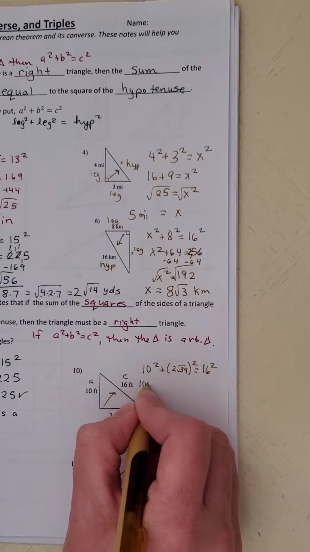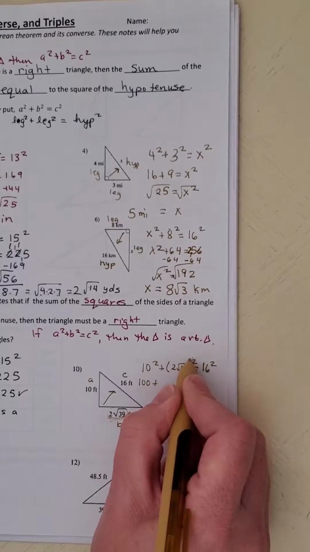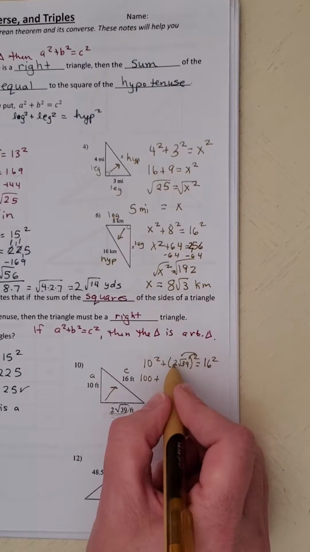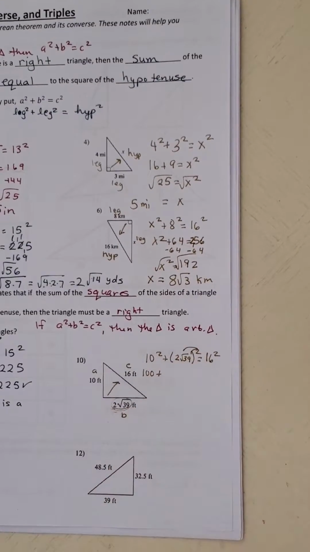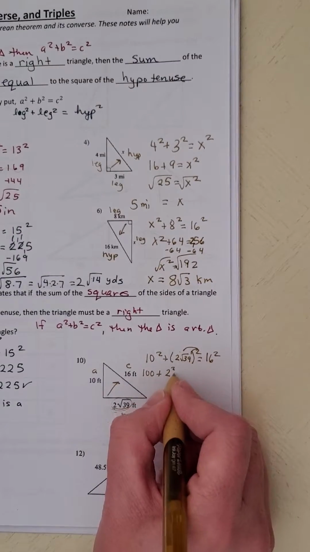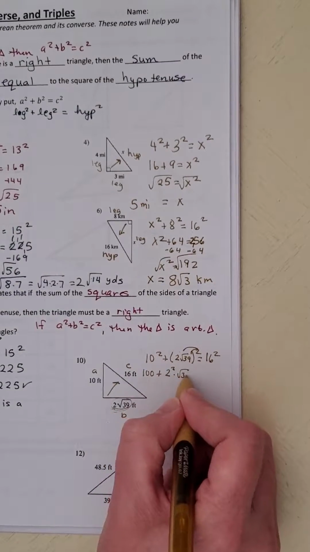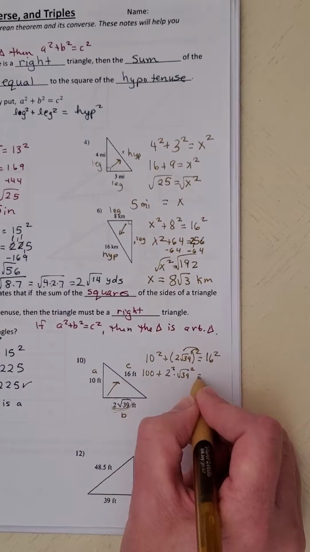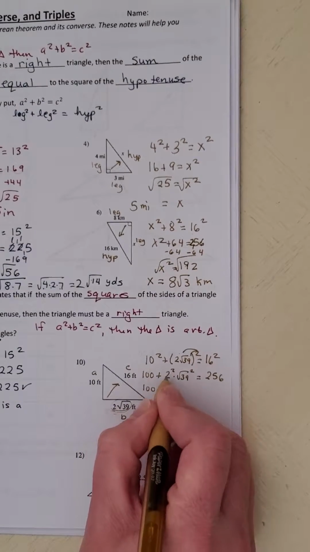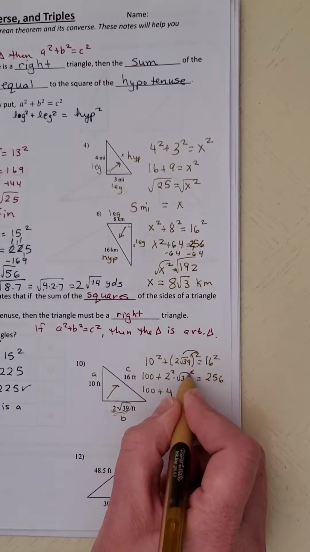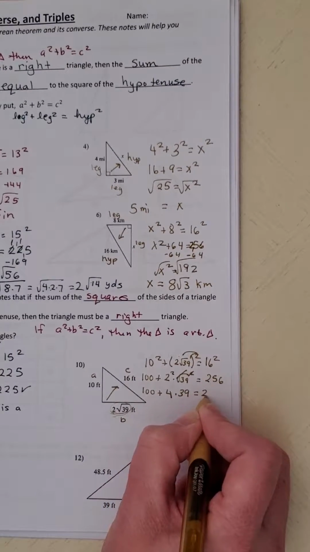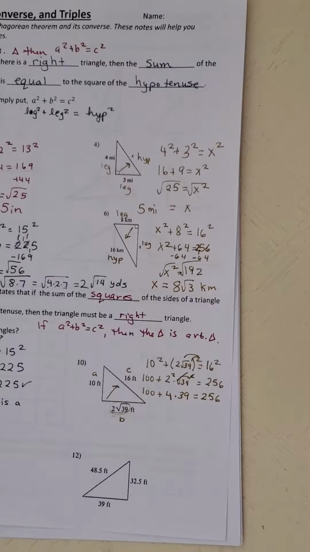So this is 100. Now when we square this, we're not distributing the square, but we're going to multiply each of our exponents by the exponent of 2. And so this is going to be 2 to the second times square root 39 squared. And then that is supposed to equal 256. So that would be 100 plus 2 squared is 4. A square and a square root cancel out, so we're left with 39. And we're asking, does that equal 256?